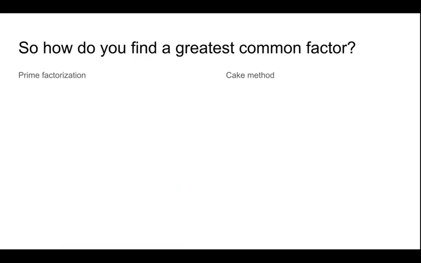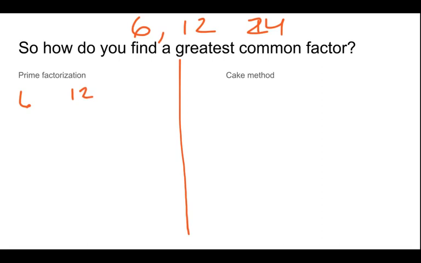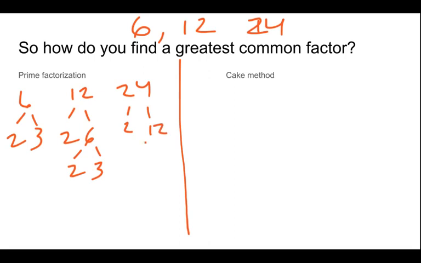Now, if you remember, it did say in the definition of greatest common factor, you could have more than 2. So we will occasionally see that we have to find GCF and even LCM of more than 2 numbers. So, for example, if I had 6, 12, and let's say 24. Again, prime factorization would work as you factor out each of them. So 6 would go to 2 and 3, 12 is going to go to 2 and 6, 6 is going to go to 2 and 3, and then 24 is going to go to 2 and 12, 12 goes to 2 and 6, 6 goes to 2 and 3.